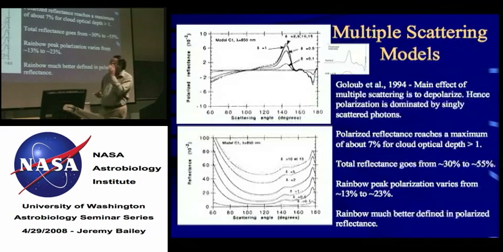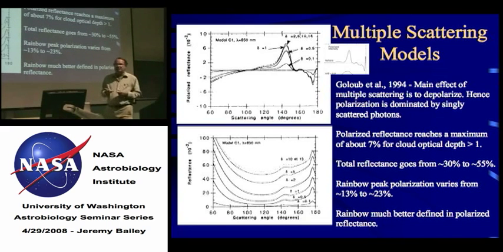Okay, now the models I've shown you so far are single scattering models, so they just look at what light scattered once off a water droplet would do. What we're looking at in a realistic atmosphere is a multiple scattering situation, so light can scatter many times off various particles before it finds its way out.